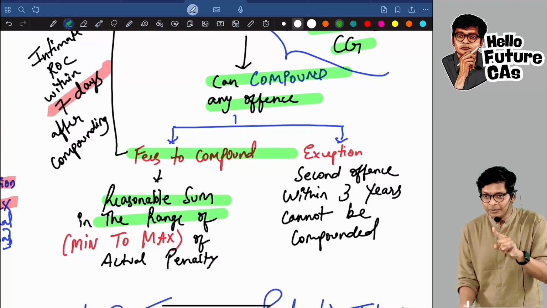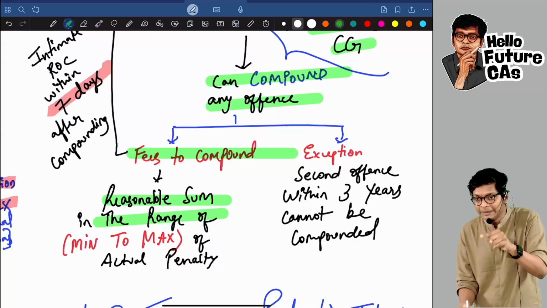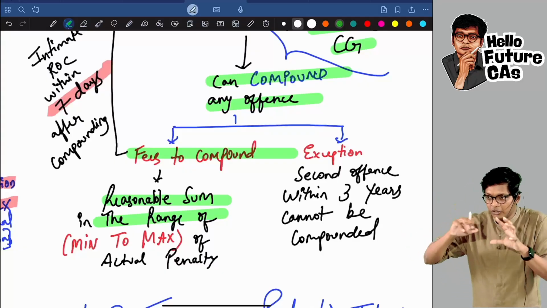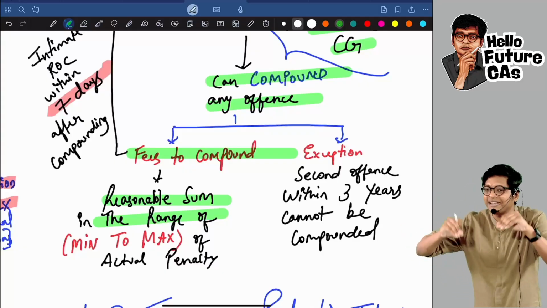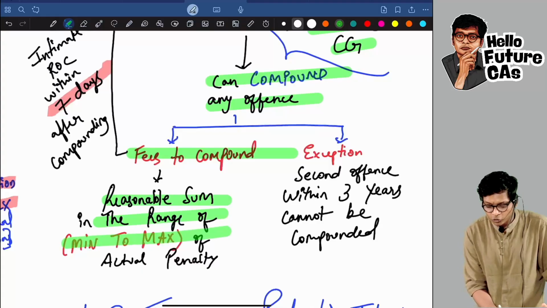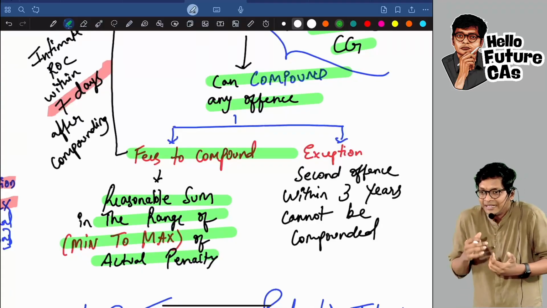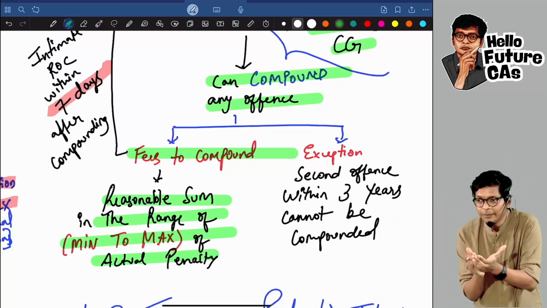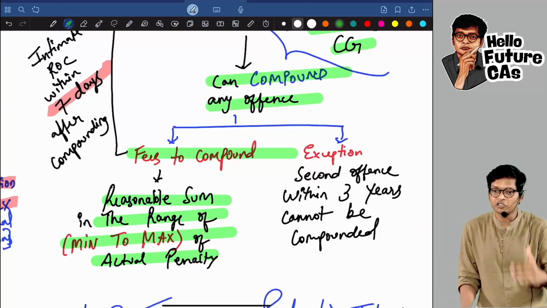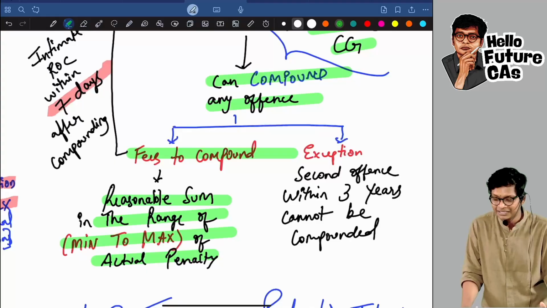So they're saying, if you give a reasonable sum, it's enough. But that reasonable sum cannot be lower than the minimum payable. The actual penalty payable itself has a minimum to maximum, so it should be in the range of minimum to maximum penalty. Minimum 10,000 penalty, maximum 50k. Go and beg, okay, pay 10,000 instead of paying 50. Are you following, guys? Clear?